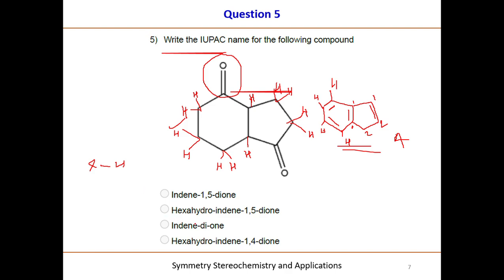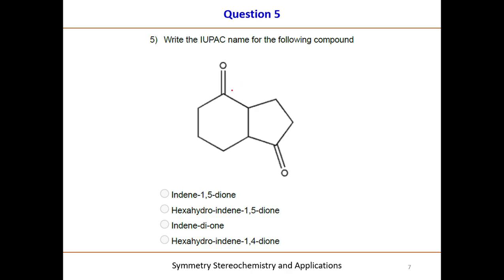So the name will start with the substituent: hexahydro indene. At carbon number 1 and 5 we have the ketone group. We will give numbering from this side. Always the smallest ring will be considered as the prior group, so we will start giving numbering from this carbon atom.